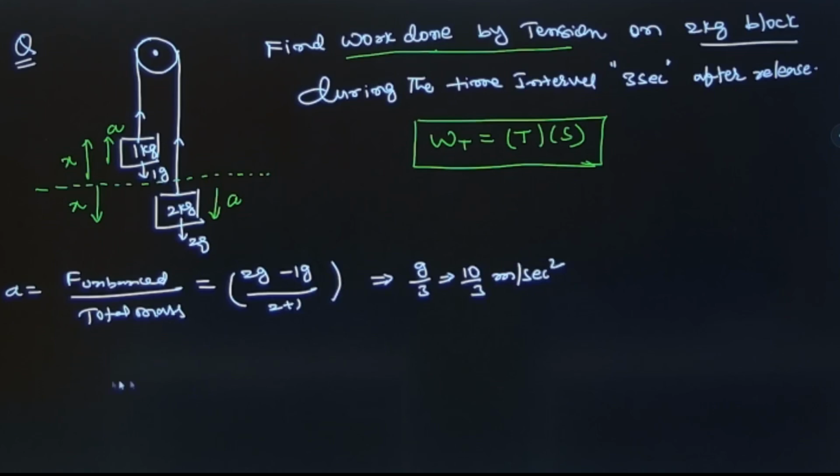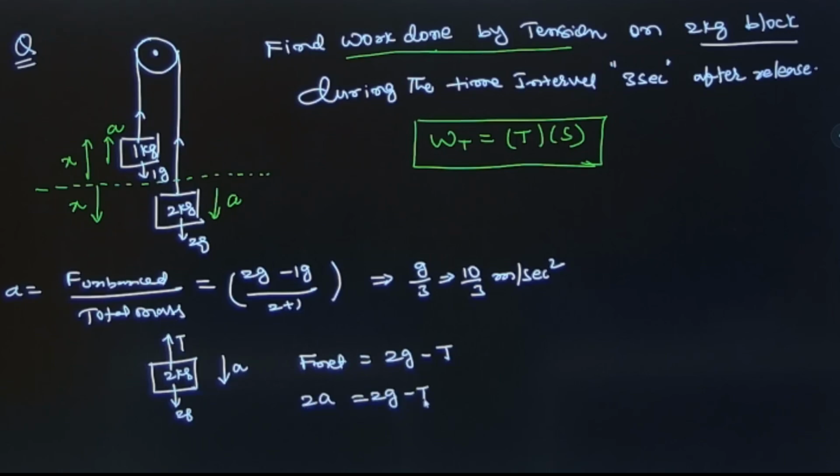Now I want to know about tension. So tension means you take any one body and draw its FBD. This is the 2 kg block, and its weight is 2g. Tension is T, and acceleration is downwards. So what is the formula for F net? The net force equation is 2g minus T. F net means m a. So 2a is equal to 2g minus T. 2 into a, 10 by 3, is equal to 2 into 10 minus T.